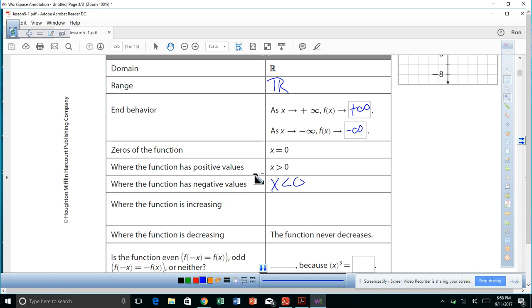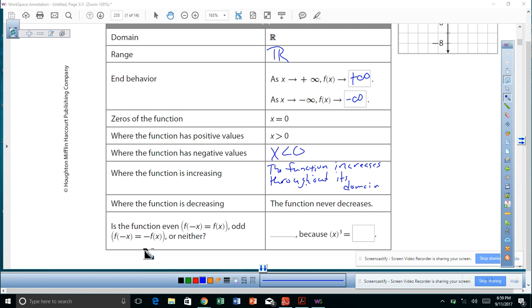Where the function is increasing, the function increases throughout its domain. Where the function is decreasing, the function never decreases.